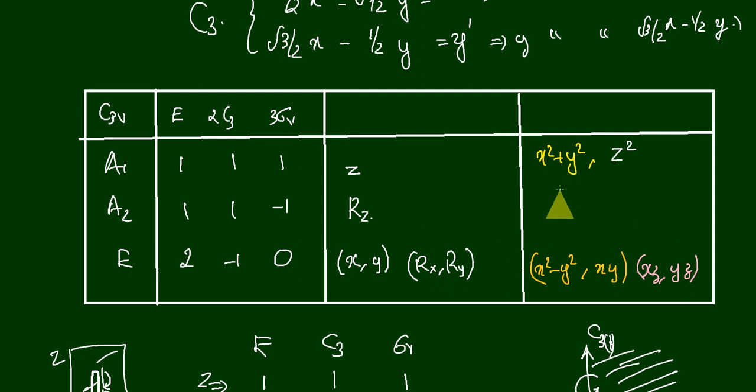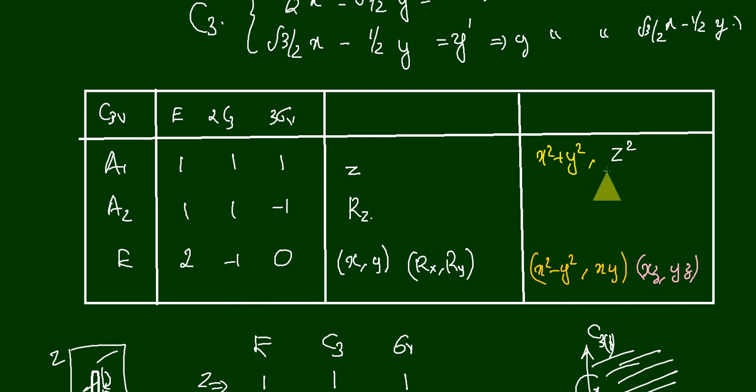Here you can see that x square plus y square and z square transform as a1. Then x square minus y square and xy transform as e. They transform together, meaning they are degenerate. And xz and yz transform as e. They are also degenerate. So if you are taking the d orbitals, then dx square minus y square and dxy are a degenerate set, and then dxz and dyz are another degenerate set. Both of them have the same symmetry. That is what we can understand from here.